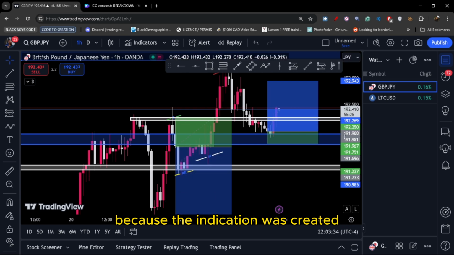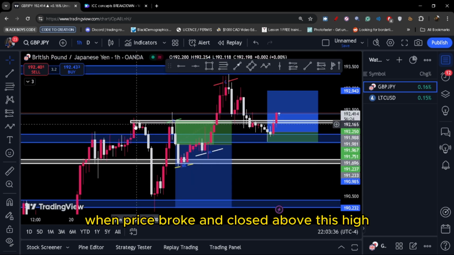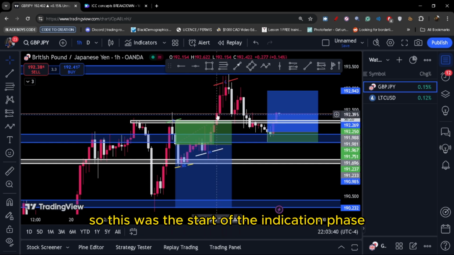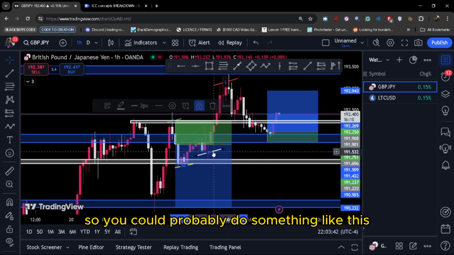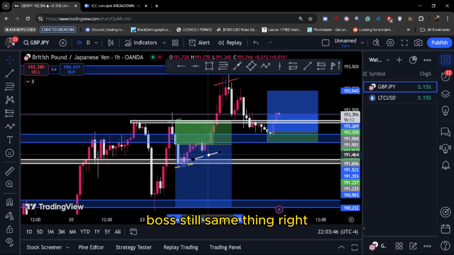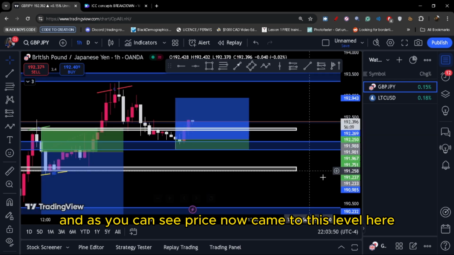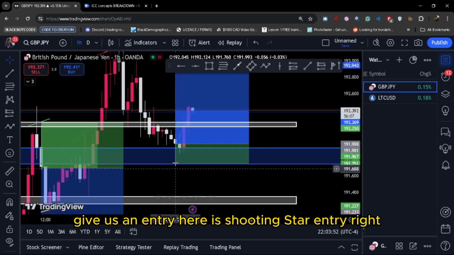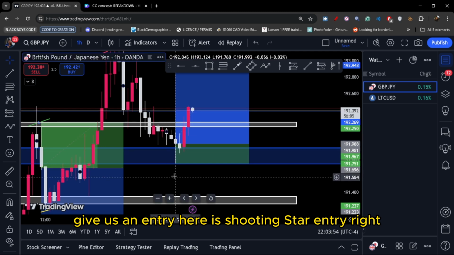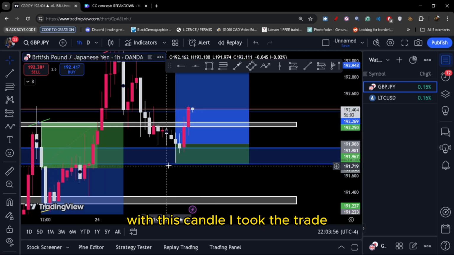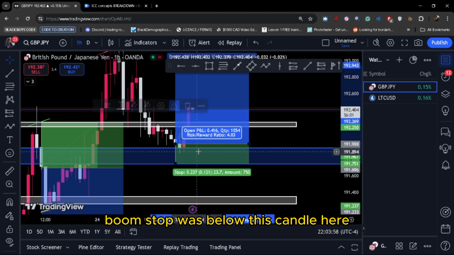Why? Because the indication was created when price broke and closed above this high, which was this candle. So this was the start of the indication phase from here, right? So we could probably do something like this and then something like this, but still same thing, right? And as you can see, price now came to this level here, gave us an entry here, a shooting star entry, right? With this candle, I took the trade, boom, stop loss below this candle here.